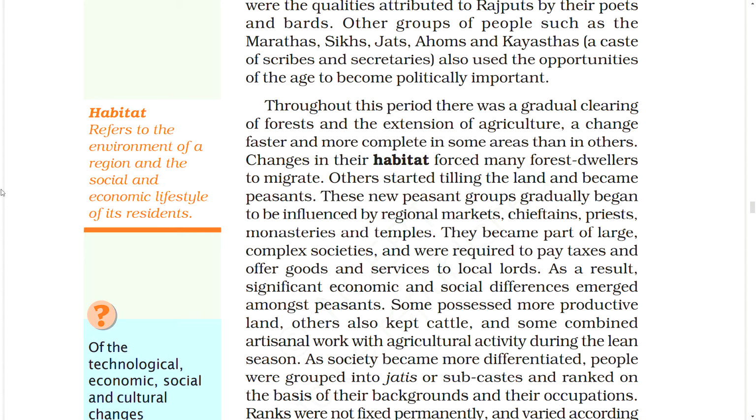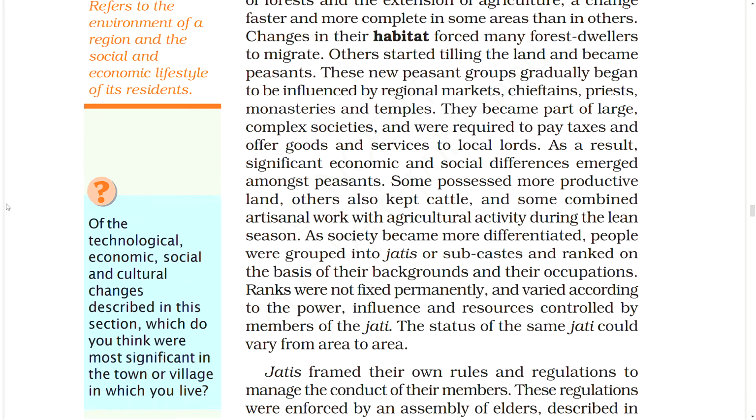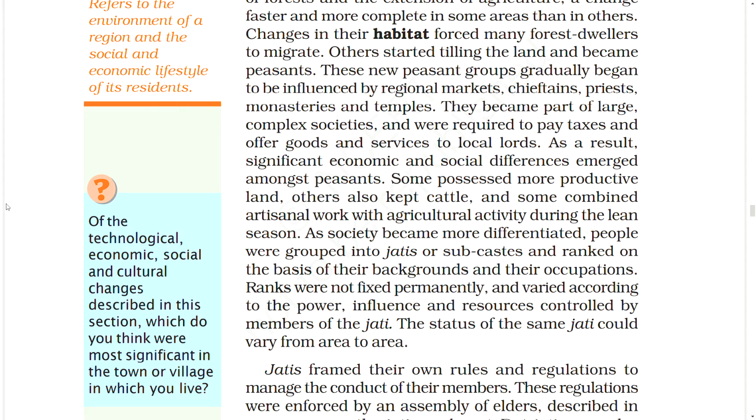Some possessed more productive land, others also kept cattle, and some combined artisanal work with agricultural activity during the lean season. As society became more differentiated, people were grouped into jatis or subcastes and ranked on the basis of their backgrounds and their occupation. Ranks were not fixed permanently and varied according to the power, influence, and resources controlled by members of the jati. The status of the same jati could vary from area to area.